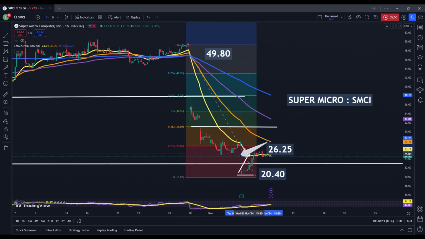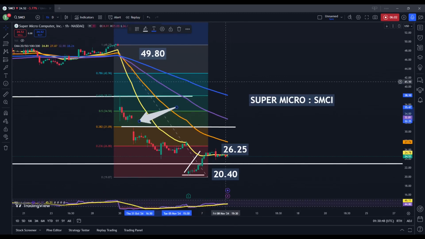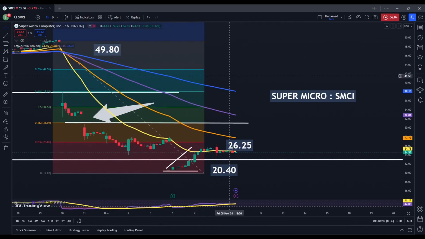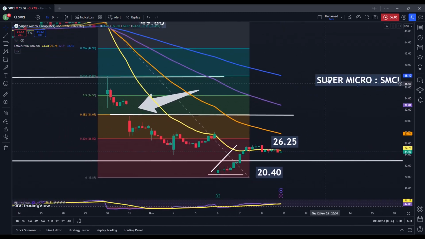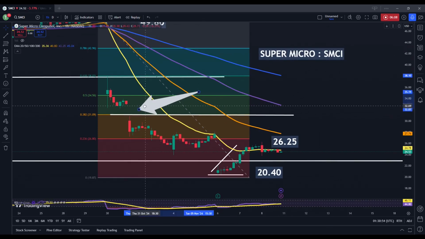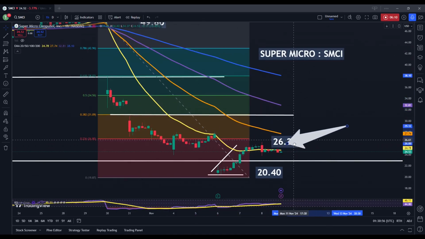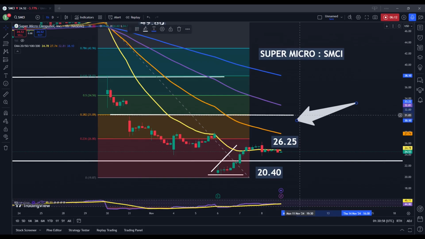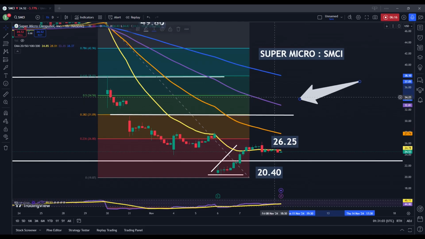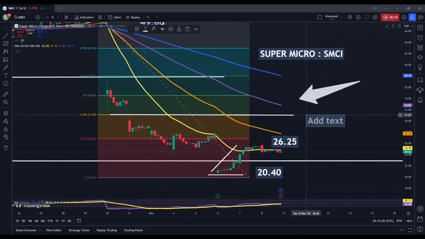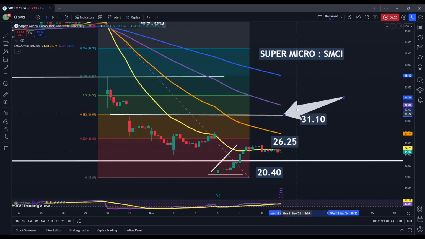But if we look at this price move here into 20.40, we can see that this 38.2% Fibonacci retracement zone closely aligns with the prior price gap that was seen for this stock. So, this is not necessarily going to be a coincidence here. If we do see share prices break 26.25 and then move into roughly $31 per share, maybe 31.10 or so, let's just mark that here. So in my view, this would be the next area of resistance.